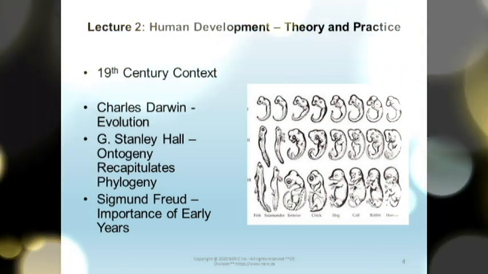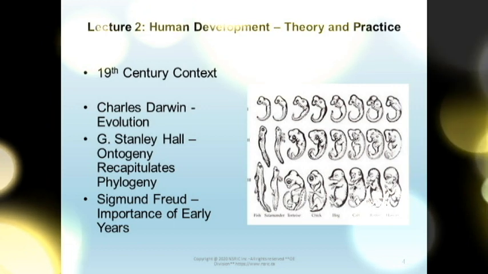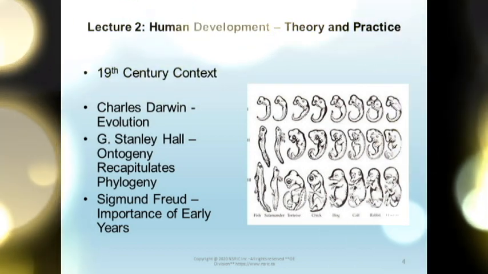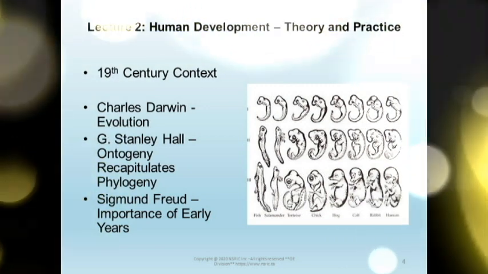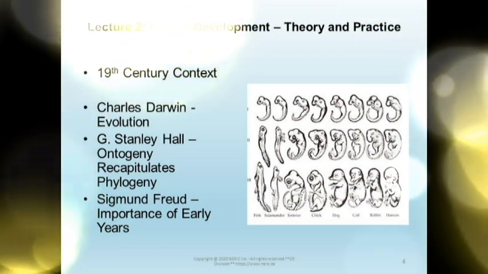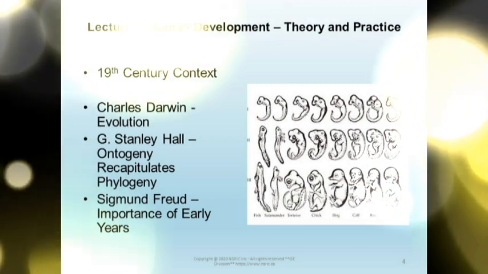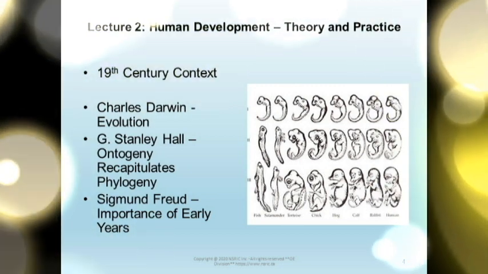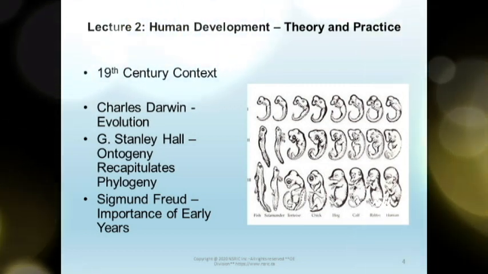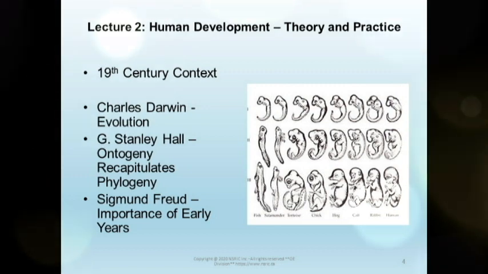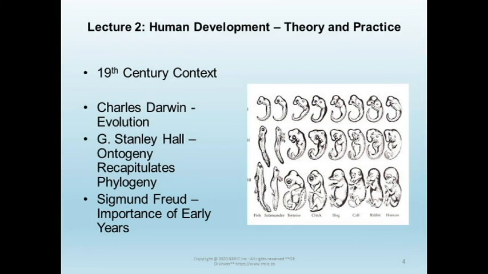And Hall was intrigued by Haeckel's theory and believed that it could shed light on the study of human development. And he recognized that the early stages of human development, particularly during prenatal and infancy periods, displayed similarities to the primitive stages of human evolution. And Hall argued that studying the development of children would provide insights into the evolutionary history of the human species.